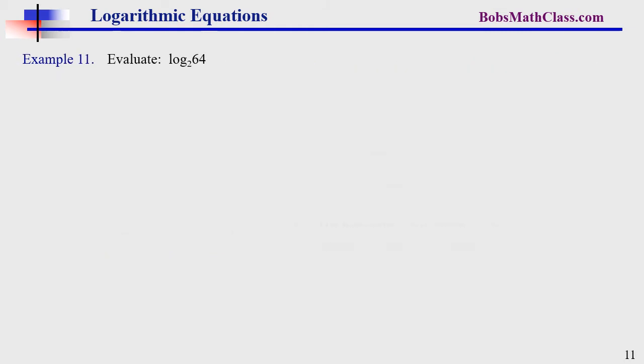All right, this was not exactly an equation because it just says evaluate. Equations should always say solve. So this one says log of 64 base 2, and we want to evaluate that. Well, what we're going to do is we're going to kind of cheat a little bit, and we're going to make it an equation. So you set that equal to x.